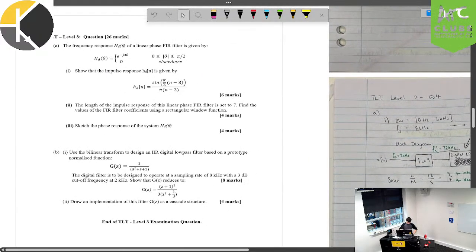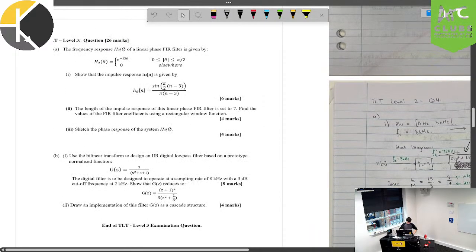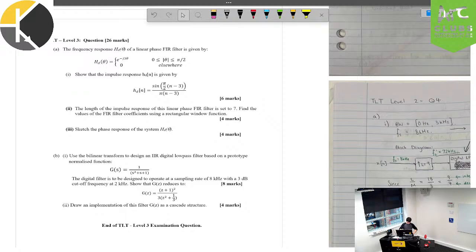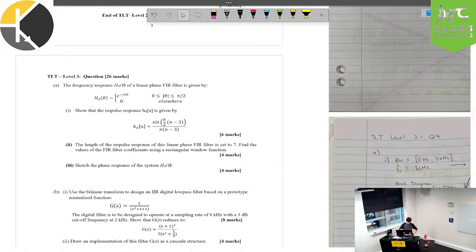All right, let's do this. So, question 3, we got part A, the frequency response HD of theta of a linear phase FIR filter is given by HD theta equals e to the minus j3 theta, given that 0 is less than or equal to the magnitude of theta is less than or equal to pi on 2, and 0 elsewhere. Okay, so this is the information given, and it is a linear phase FIR filter. Okay, so just remembering how linear phase works, it means it is symmetrical, right? Coefficients are symmetrical.